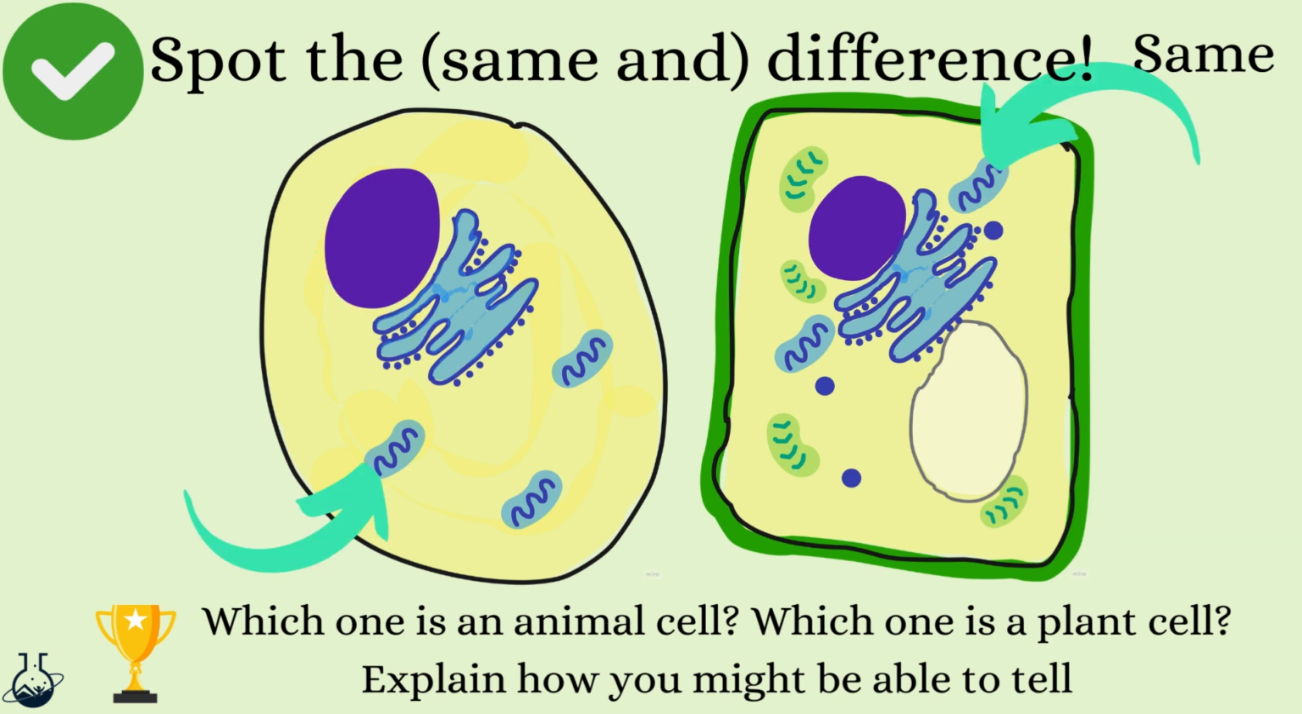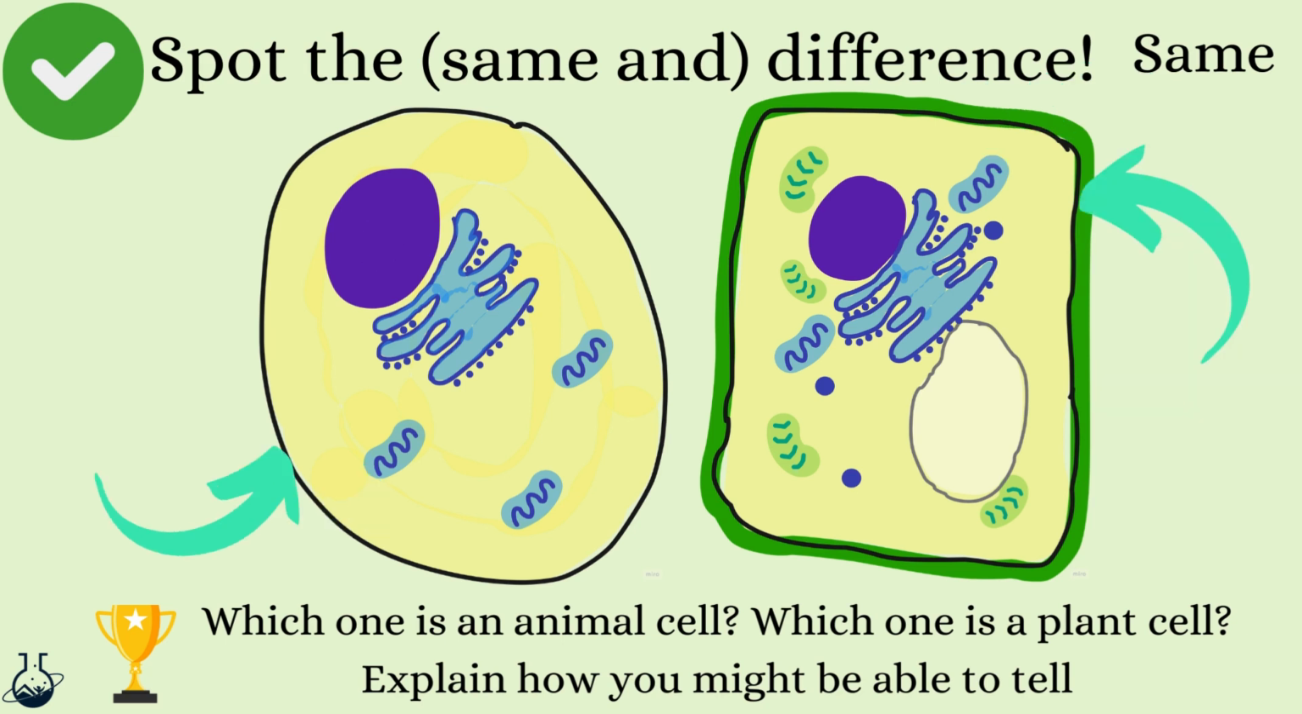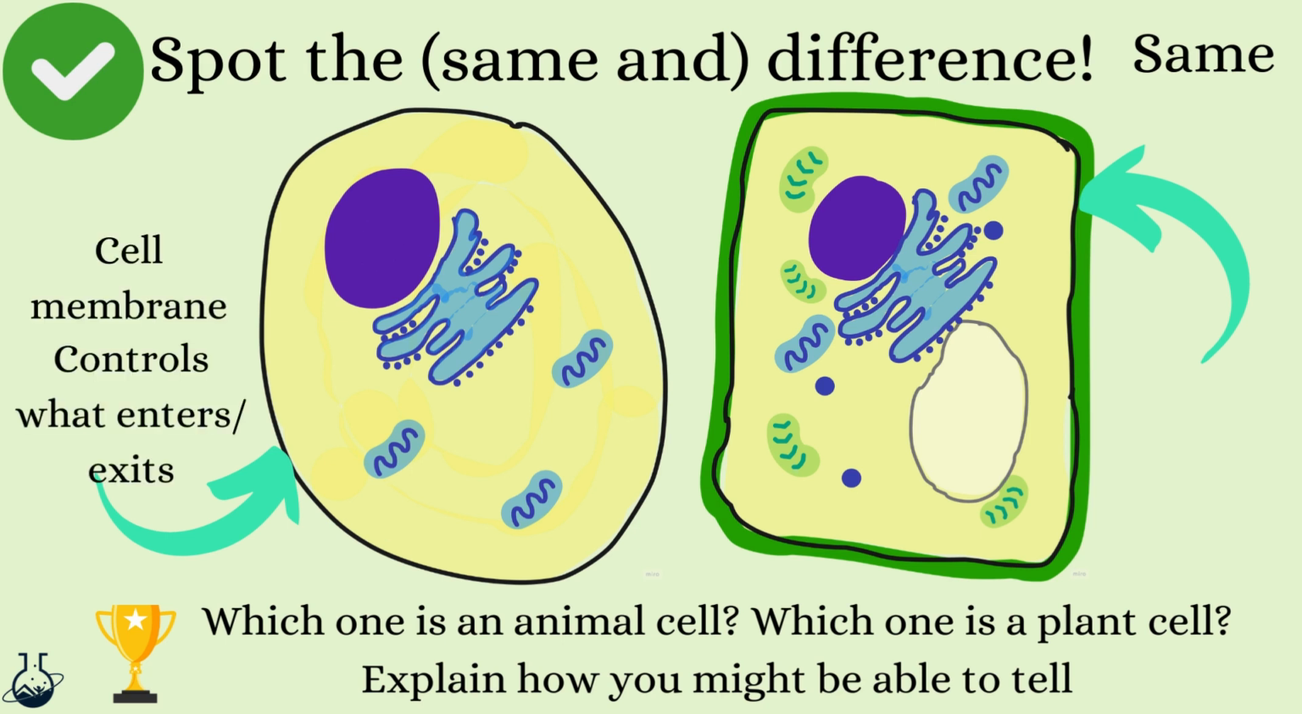Next, they both have these wiggly looking structures. These are the mitochondria, which are responsible for transferring energy for growth by a process called respiration. Both cells have what is shown by a black solid line around the cell. This is the cell membrane, which controls the entry and exit of substances in and out of the cell.